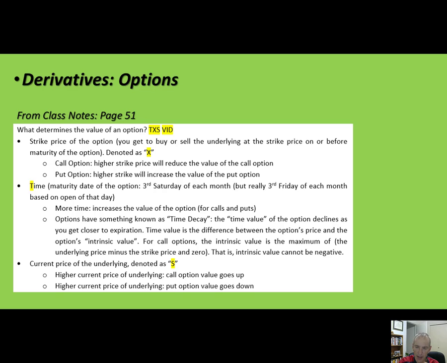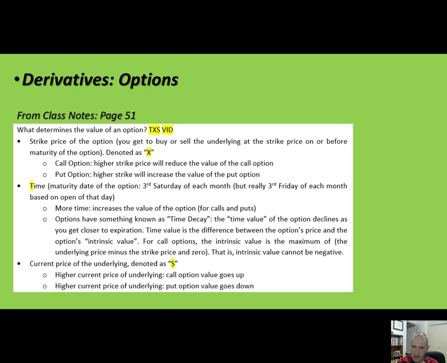So for a call option, the higher the strike price, the less valuable the option is. Think about Apple. If I have Apple trading for $120, a strike price of $125 would be much more valuable to me than a strike price of $150, because Apple is much more likely to be above $125 than above $150. So the higher the strike price, the less valuable the call option.